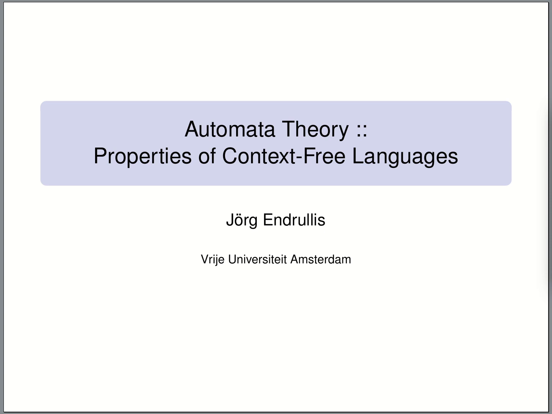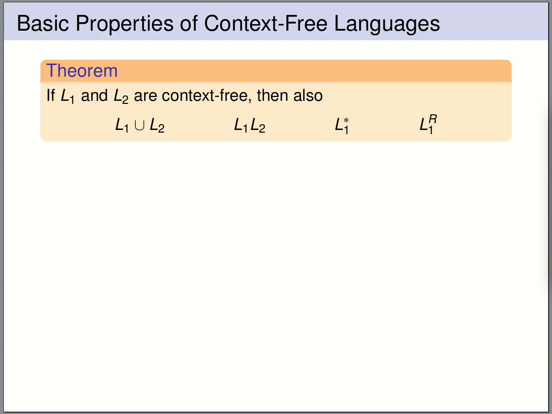In this lecture, we will look at some of the main properties of context-free languages. If L1 and L2 are context-free languages, then also the union of L1 and L2 is a context-free language, the concatenation of L1 and L2 is a context-free language, the Kleene star of L1 is a context-free language, and the reversal of L1 is context-free. So the class of context-free languages is closed under union, concatenation, Kleene star, and reversal.